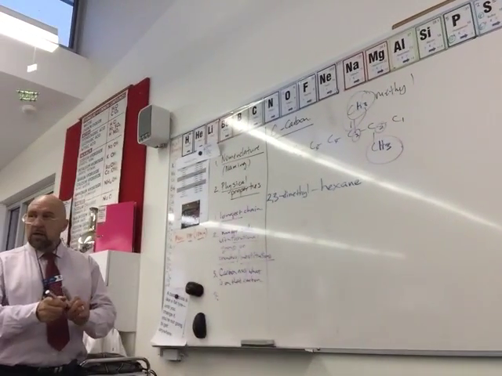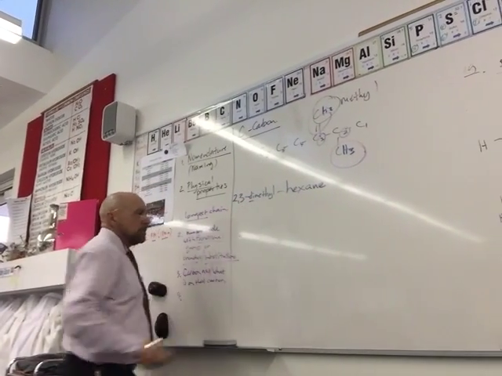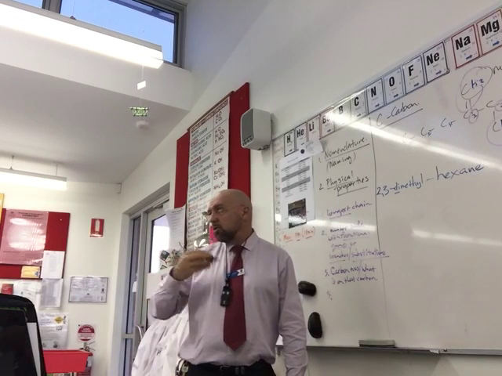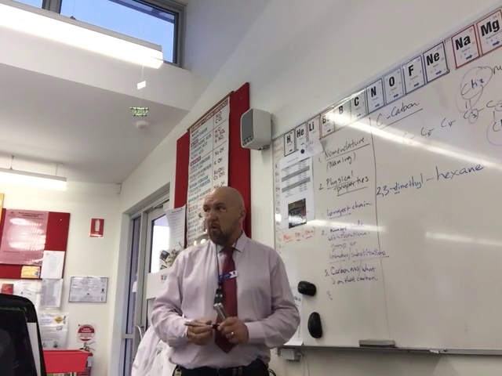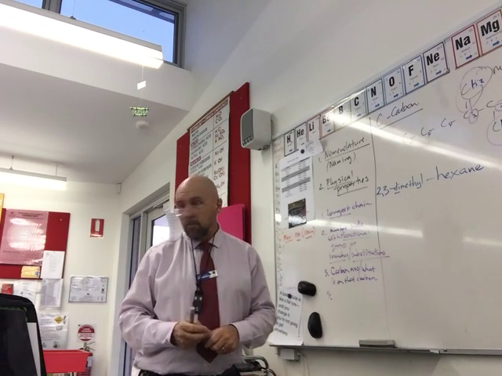So the other thing we didn't mention in our naming was this. If we've got multiple substitutions of the same sort of group, it becomes a di or a tri, or sometimes we'll see tetra. All right? If we've got 4 substitutions of the same sort of branch in the compound.